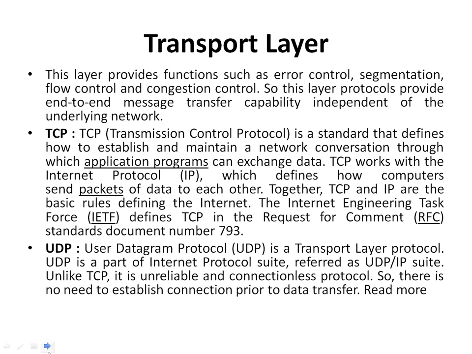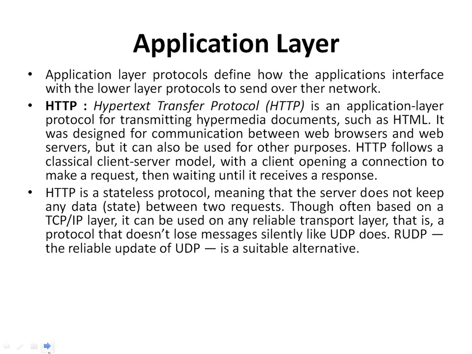UDP is the User Datagram Protocol. It is a transport layer protocol that is part of the protocol suite. It is an unreliable, connectionless protocol, so there is no need to establish a connection prior to data transfer. Then, at the application layer, we have protocols that define how applications interface with the lower layer protocols.